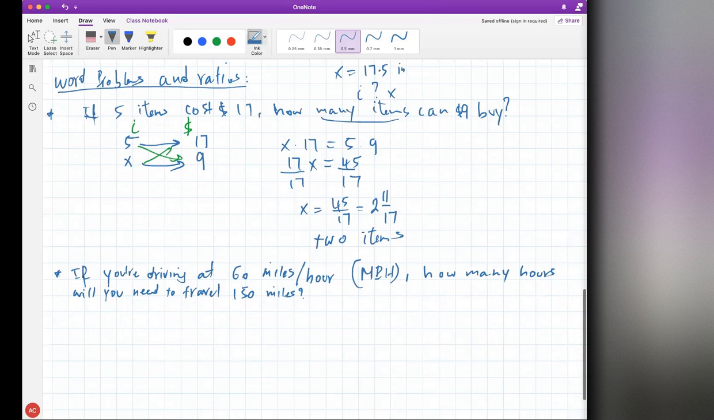So let me read that again. If you are driving at 60 miles per hour, how many hours will you need to travel 150 miles?